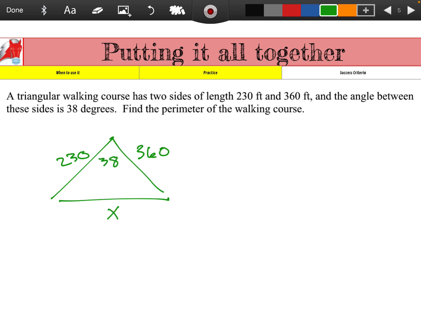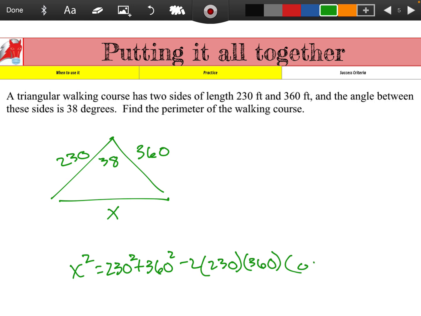So either way, I'm looking for that third side, right? And because I have a side angle side, that means law of cosines. So I've got x squared equals 230 squared plus 360 squared minus 2 times 230 times 360 times cosine of 38. This is the nice one. I can just plug it in once I've got it. All that goes in. My x squared ends up being right around 52005.4-ish. Remember that obviously doesn't make sense, so you need to root it.